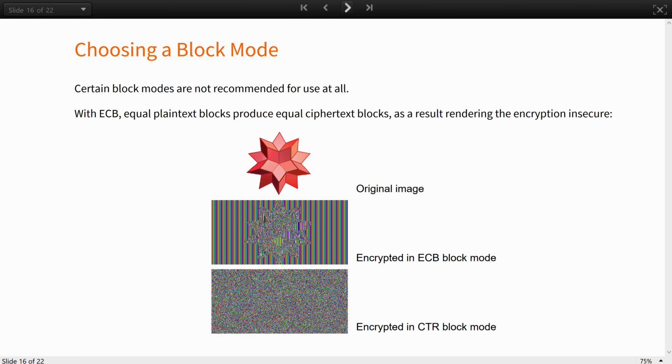Certain block modes are not recommended for use at all. A well-known example is electronic codebook. With ECB, equal plaintext blocks produce equal ciphertext blocks, as a result rendering the encryption insecure. If you look at this image of a spy key encrypted in ECB block mode versus encrypted in counter block mode, in the first one, you can still kind of see the spy key.